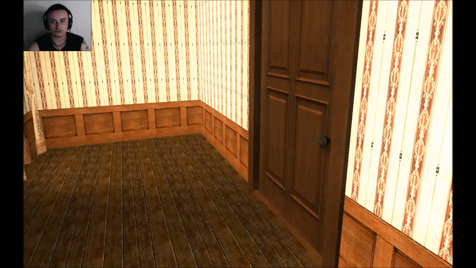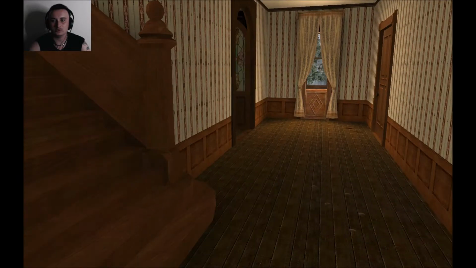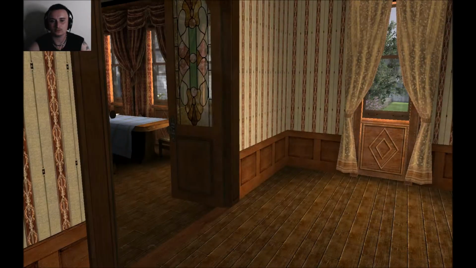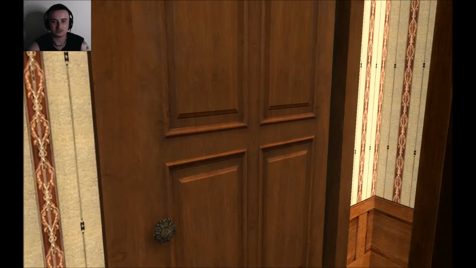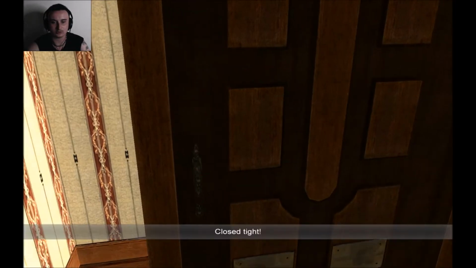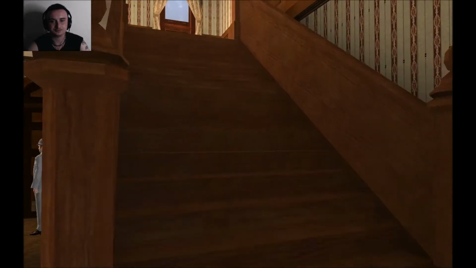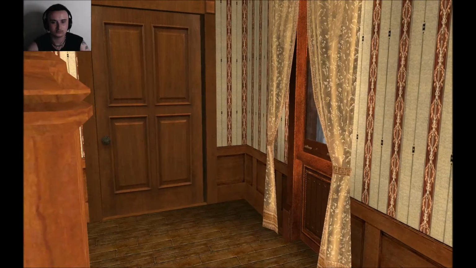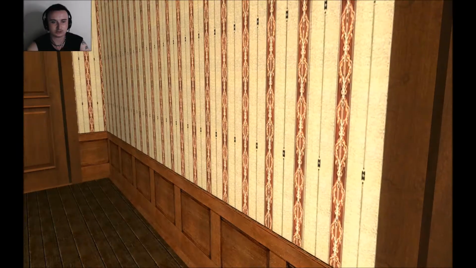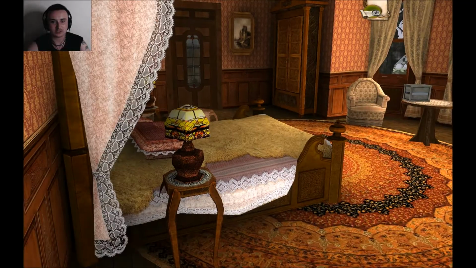Just make sure I've explored all the rooms down here. That's the door we can't open. Wait. This is the kitchen. That's the door we can't open. Closed, tight. And that's also locked. Alright, upstairs we go. So there's 2 doors up here. This first one appears to be the master bedroom.